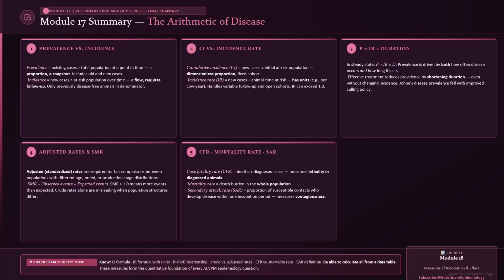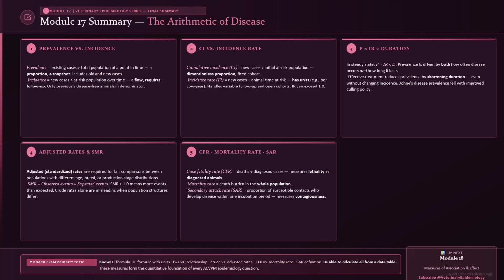Prevalence measures existing disease burden at a point or period in time. It is a proportion, no time in the denominator. Cumulative incidence, or risk, measures new cases over a defined period in a closed cohort. It is a proportion and represents the probability of disease occurring.